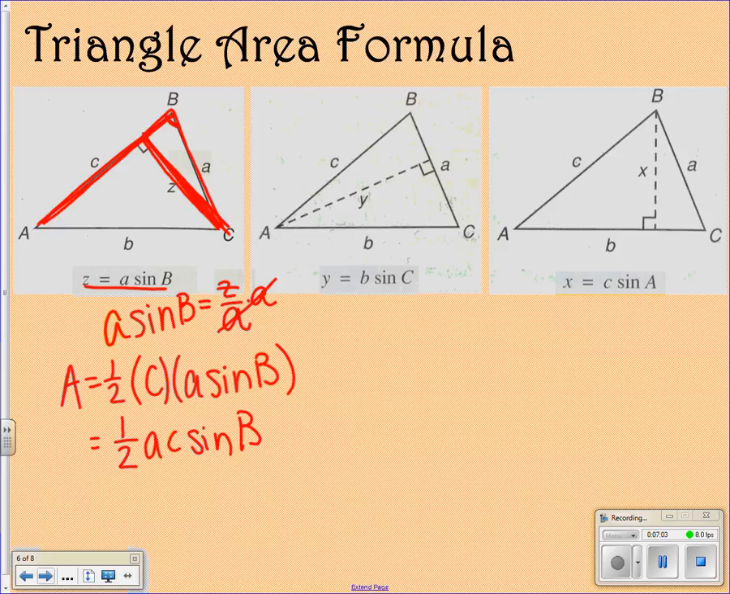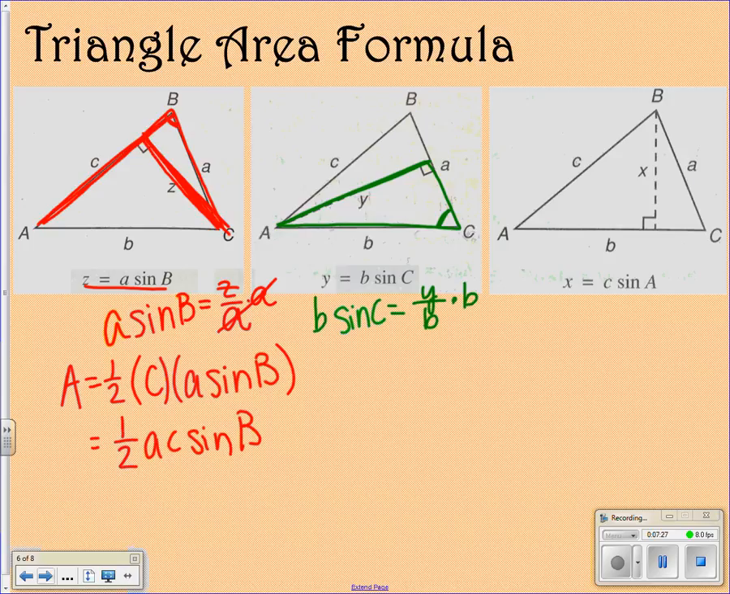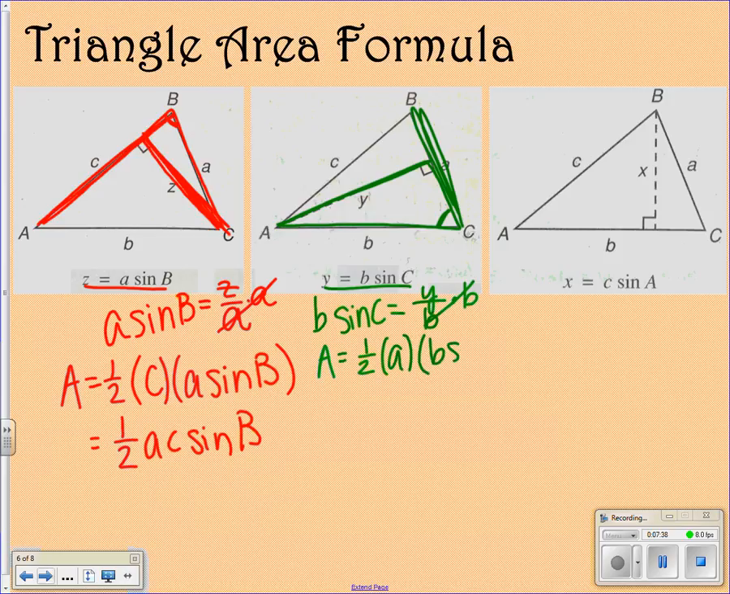Okay? Now for this one, it's the same triangle, but they drew the base to a different side. And so we're going to use this triangle here. And if I use my angle C, the sine of angle C would be Y over B, opposite over your hypotenuse. So multiply by B, and you have Y equals B sine of C. And so the area, 1/2, well, this A side is the base, and then your height was B sine of C, which gets you to 1/2 AB sine of angle C.